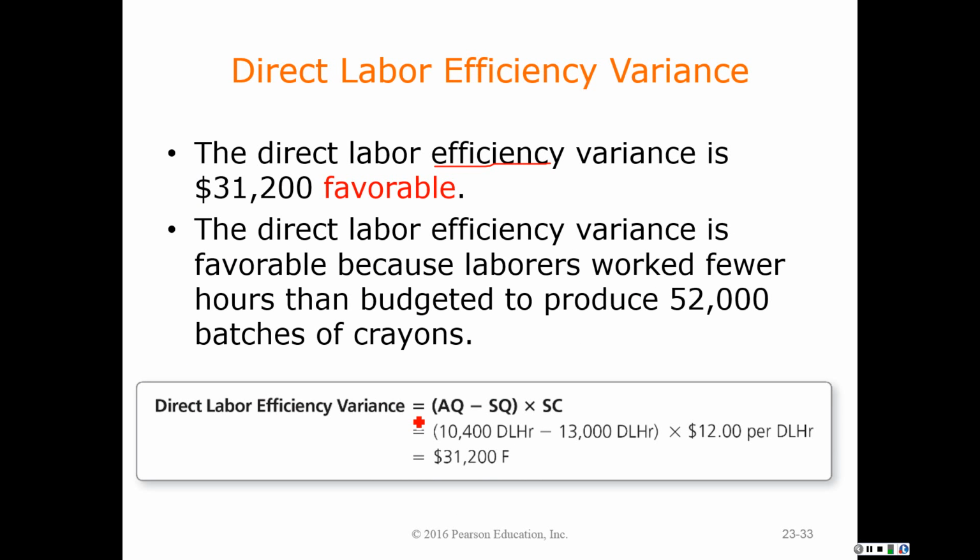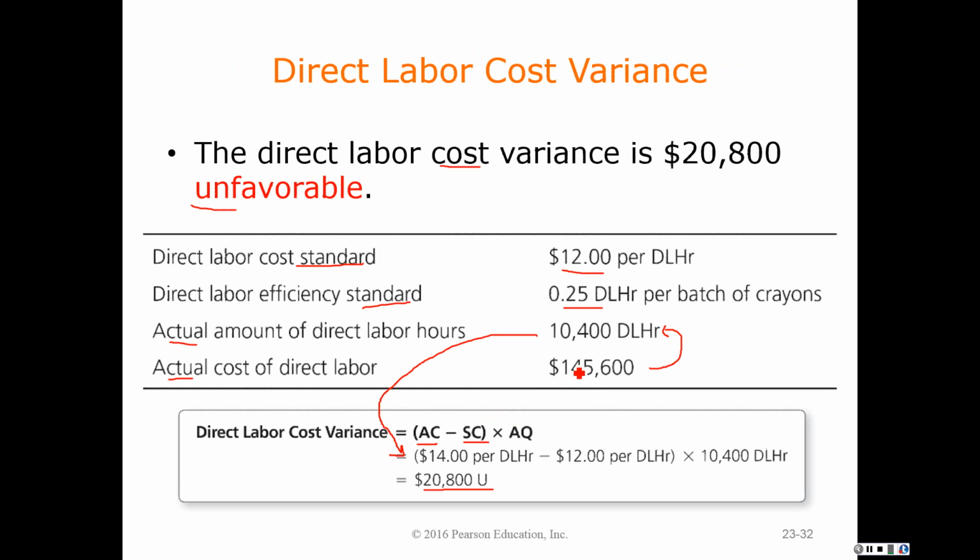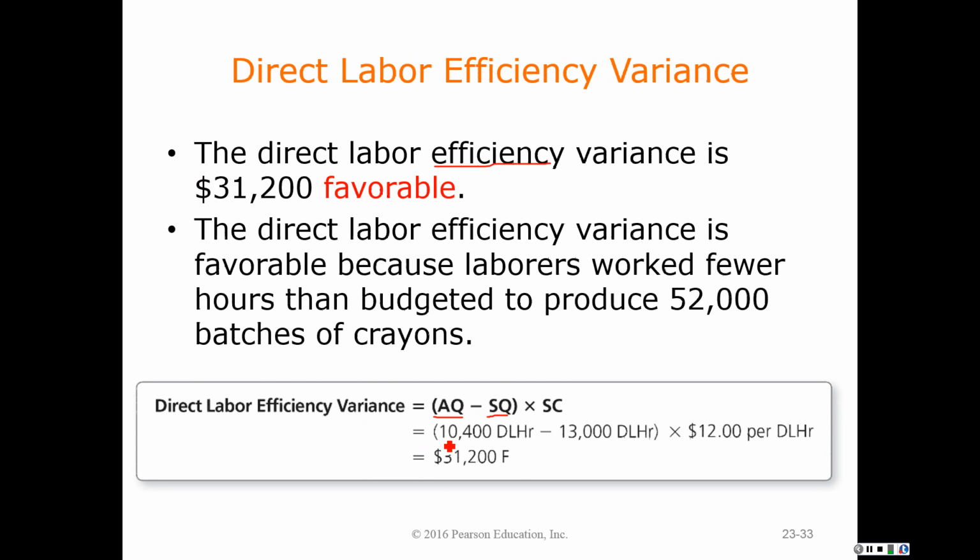Efficiency is not based on cost, it's based on quantity. How much actual paraffin did I use compared to what I should have used? Direct labor hours: how many direct labor hours did I actually use versus the number of hours that I thought I should have used? Well, if you'll back up, we used 10,400 direct labor hours. That's our actual here.